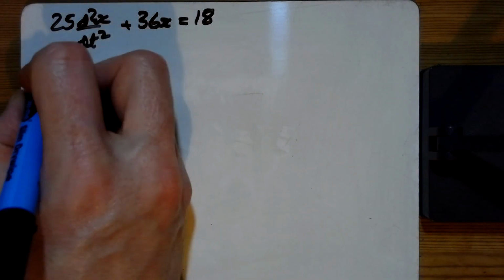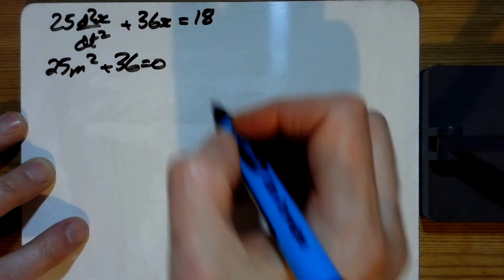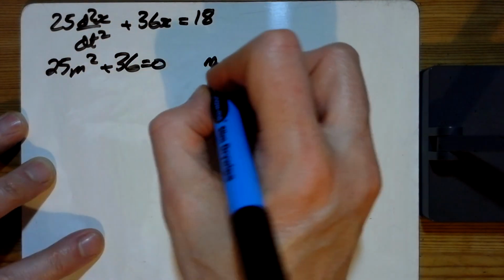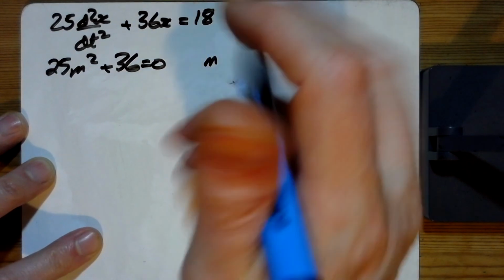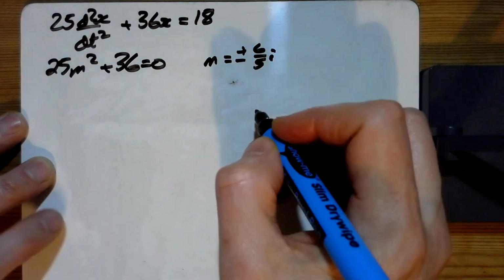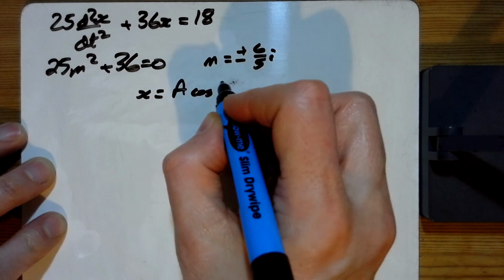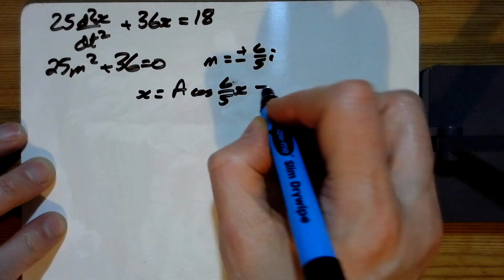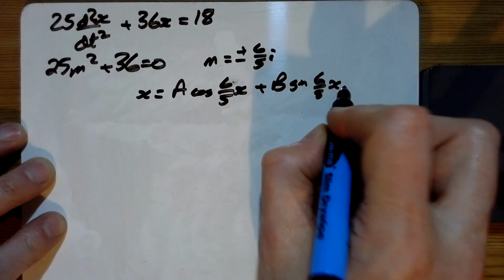For 9, the auxiliary equation on the left is going to have complex roots, isn't it? So we can have m equals plus or minus 6 over 5i. So that gives me x is a cos 6 over 5x plus b sine 6 over 5x.